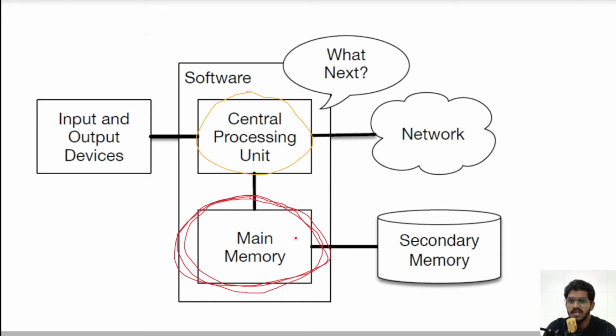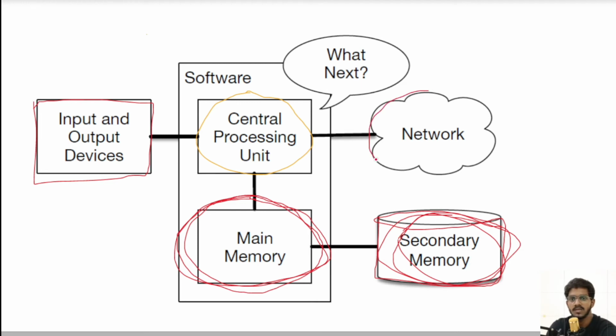That's why we need another memory, which is secondary memory. This secondary memory is able to store the information even when you turn off the computer. So you can store the data permanently in this secondary memory. Some examples of secondary memory are pen drives and CD drives. The input output devices include keyboard, mouse, touchpad, and speakers, and network cards are used to connect to other computers to transfer data over the network.